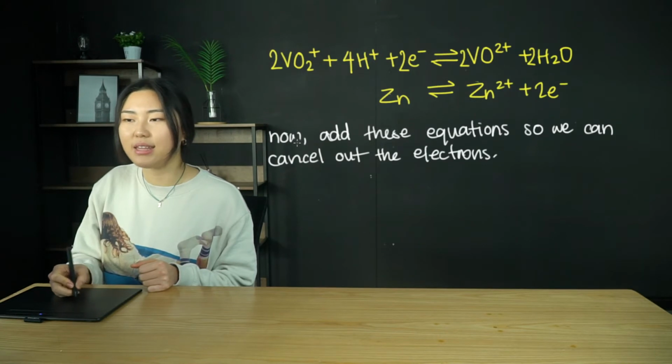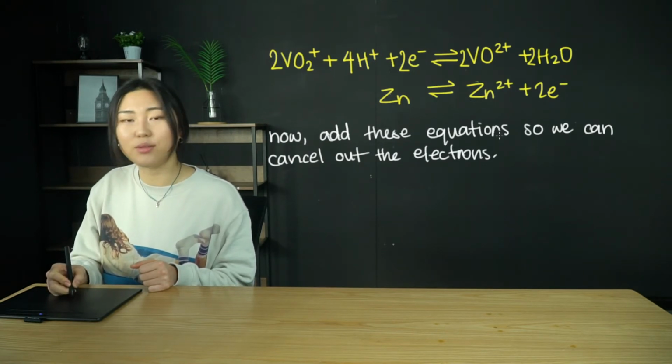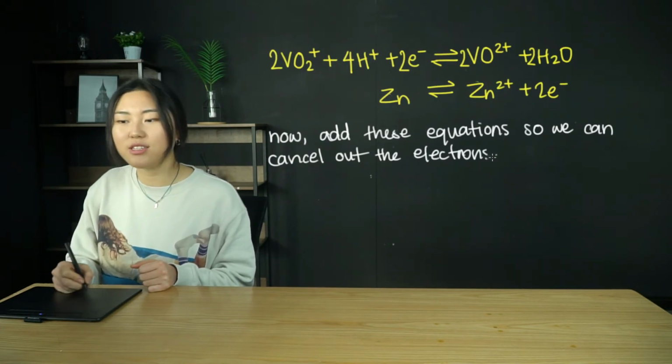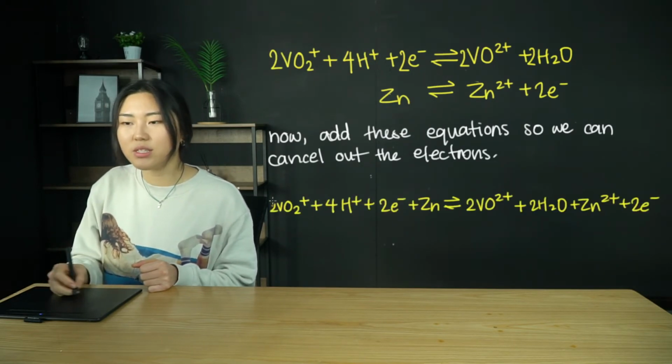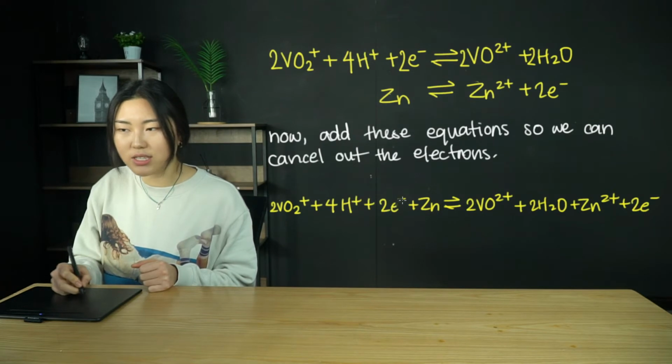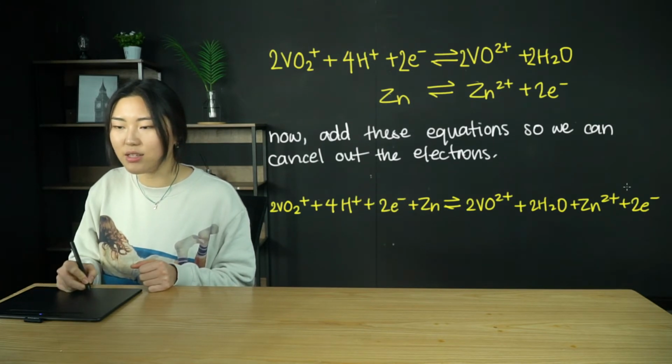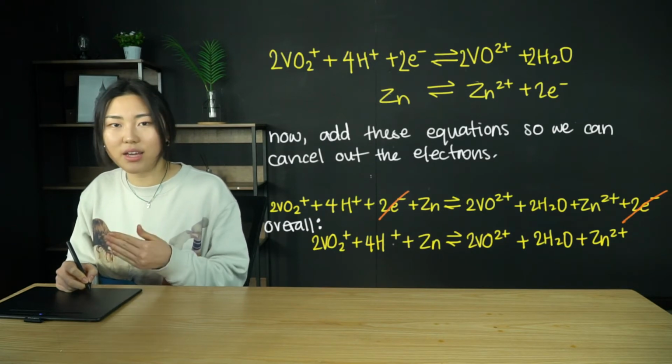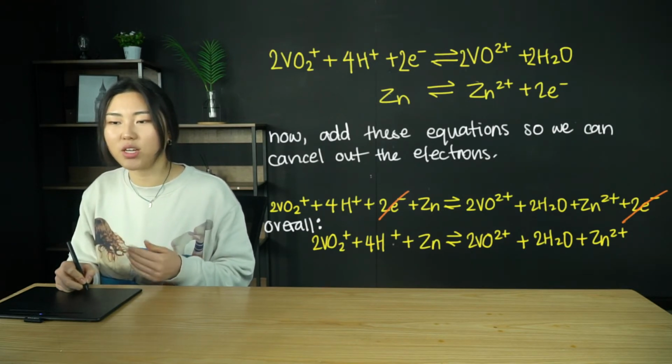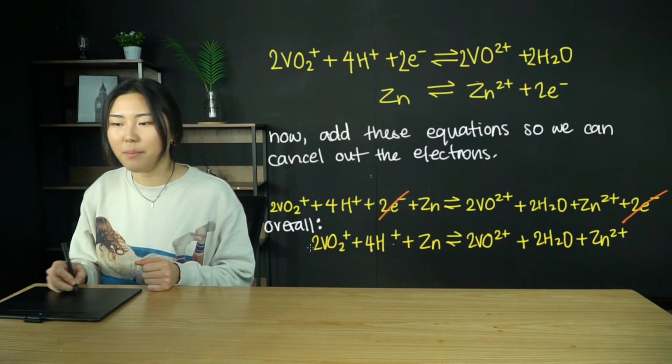Now we need to add the equations so we can cancel out the electrons, okay? So we're going to use simultaneous equations and end up with this. As you can see, there are 2 electrons on this side and 2 electrons on this side as well. So we can cancel them out and get the overall ionic equation, the full ionic equation as seen below.